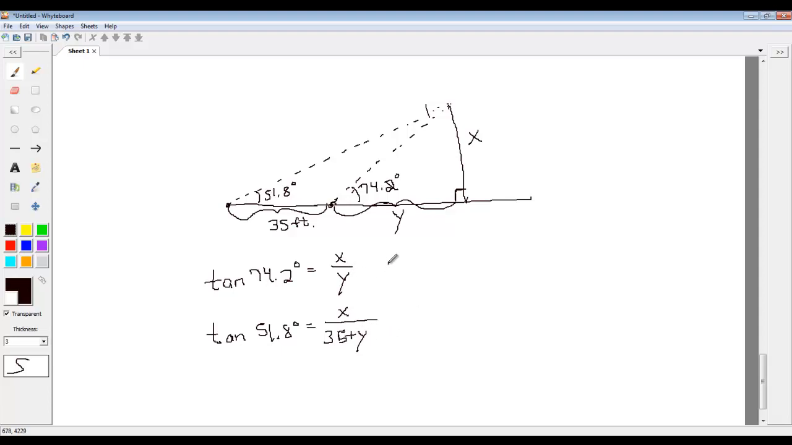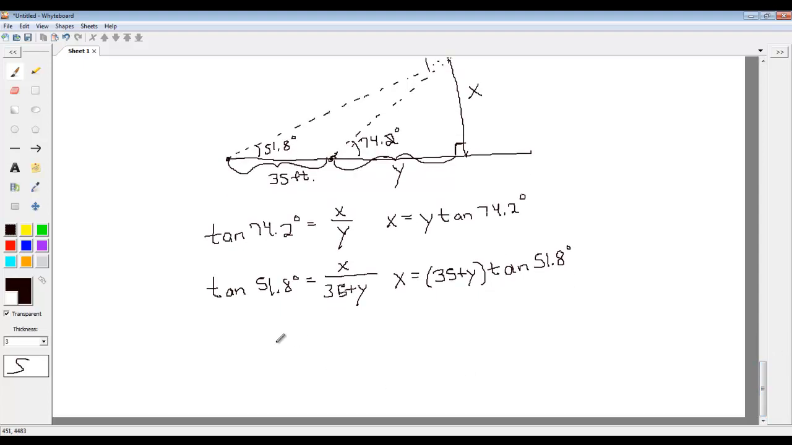Well, in the first equation, you can solve for x. x equals y times tangent of 74.2 degrees. Second equation, solve for x. x equals (35 plus y) times the tangent of 51.8 degrees. In both situations, x is the same measure. So you can set y tan of 74.2 degrees equal to (35 plus y) tan of 51.8 degrees.